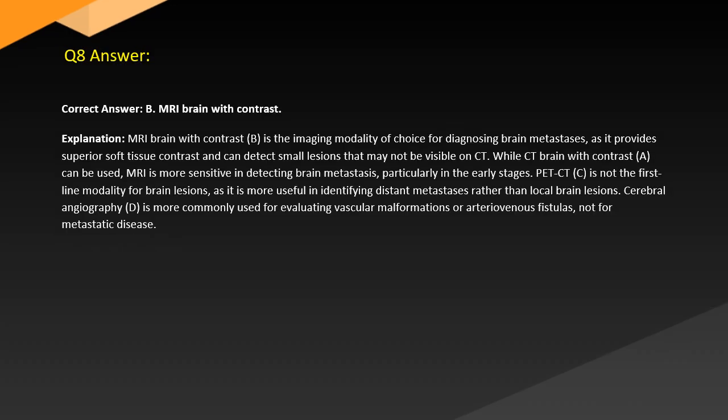Answer. Correct answer B. MRI brain with contrast. Explanation. MRI brain with contrast, B, is the imaging modality of choice for diagnosing brain metastases, as it provides superior soft tissue contrast and can detect small lesions that may not be visible on CT. While CT brain with contrast, A, can be used, MRI is more sensitive in detecting brain metastases, particularly in the early stages.